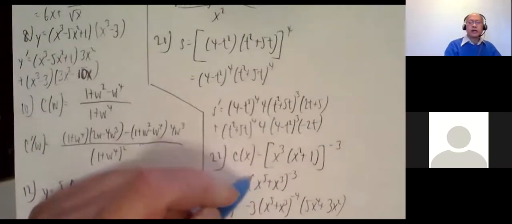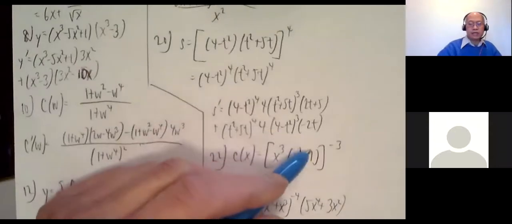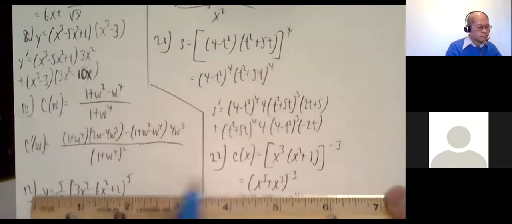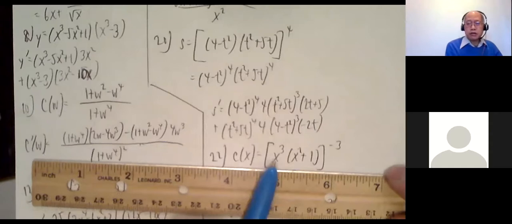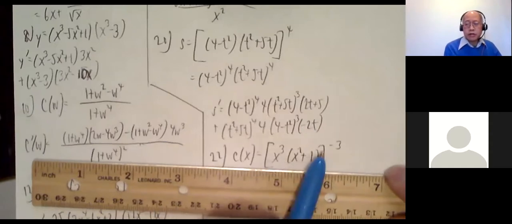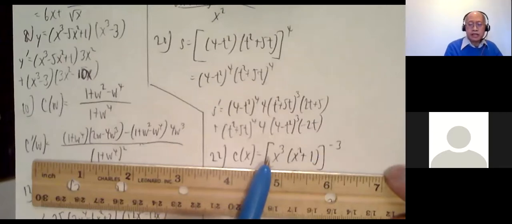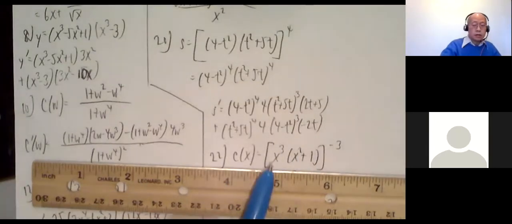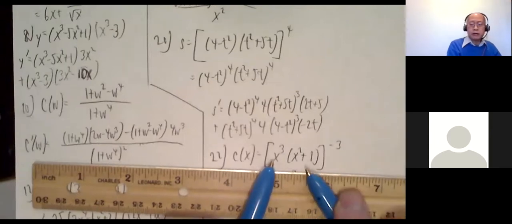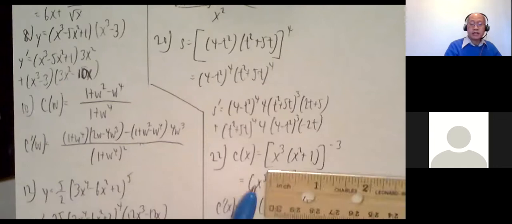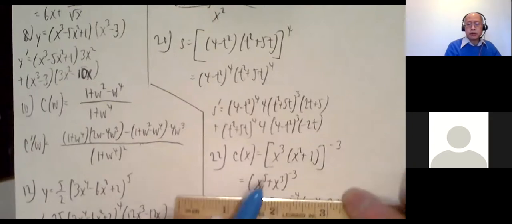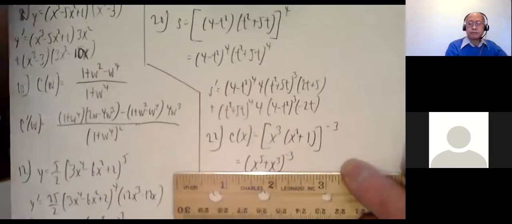Okay, 22 is similar, except they give me a negative exponent, which is not nice. Okay, they have x cubed times (x squared plus 1) to the negative 3rd power. Now, to make this problem much easier, it's better to just distribute this out first. Okay, so in other words, I did x cubed times x squared, x to the 5th, and then x cubed times 1 is x cubed. So I changed it to this problem, and that's a much nicer problem.